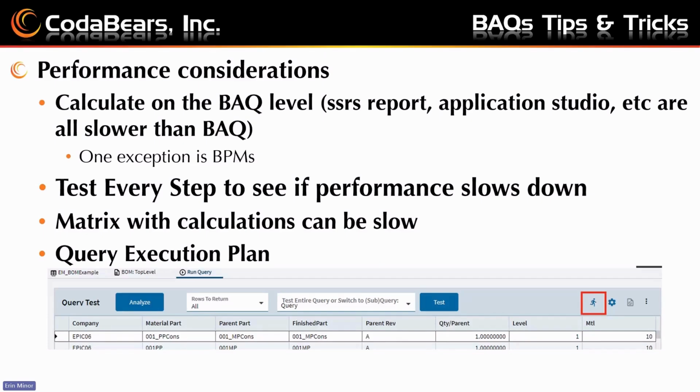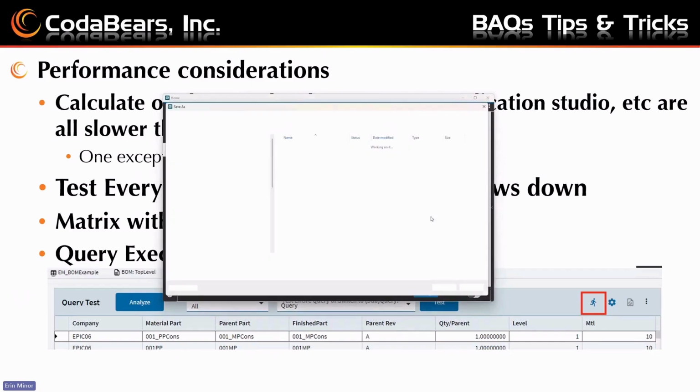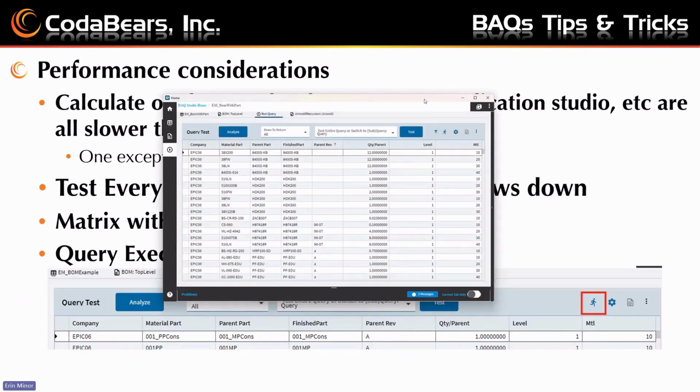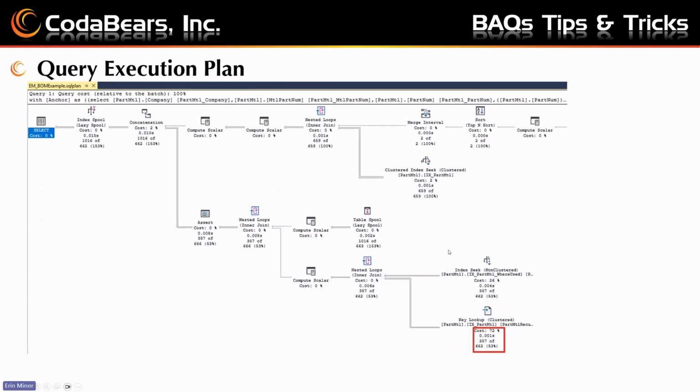So if you can see, I'll pull up, you can see this little guy running. It's on your BAQ, and you can click that, and it's going to send you a file. You can save it wherever you want. See, I already saved one. And then you have to have SQL to be able to open it because it's a SQL plan. But you can open it in SQL by double-clicking it and choosing SQL to open it, and it's going to show you this.